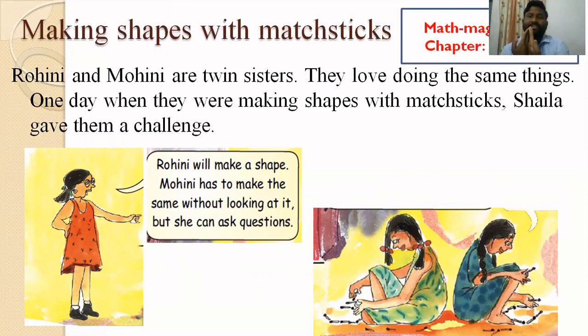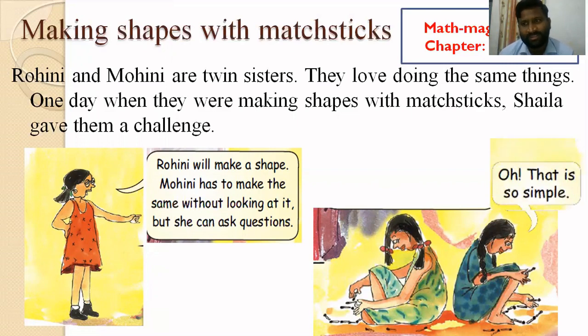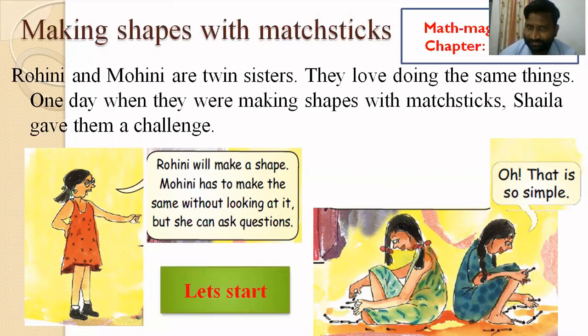So they will sit like this, and she will make this way, she will make this way. And what is the challenge? Without seeing the shape, they will make a similar shape. Is it possible? Let us see. Oh, that is so simple. Rohini and Mohini say, yeah, it is very simple. Let us try. Okay, let us start.